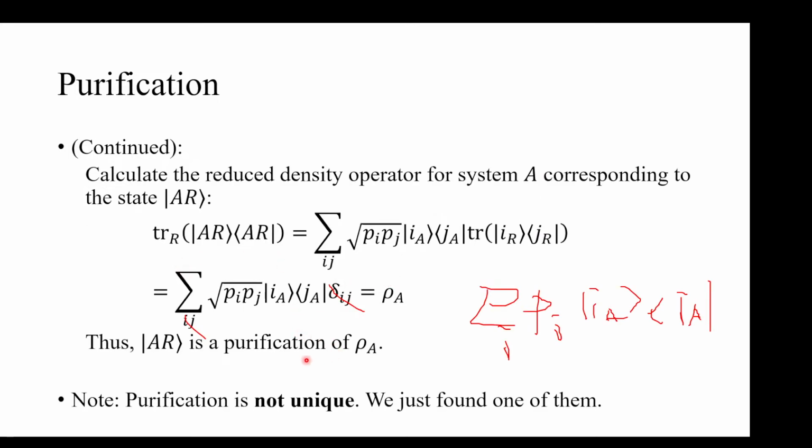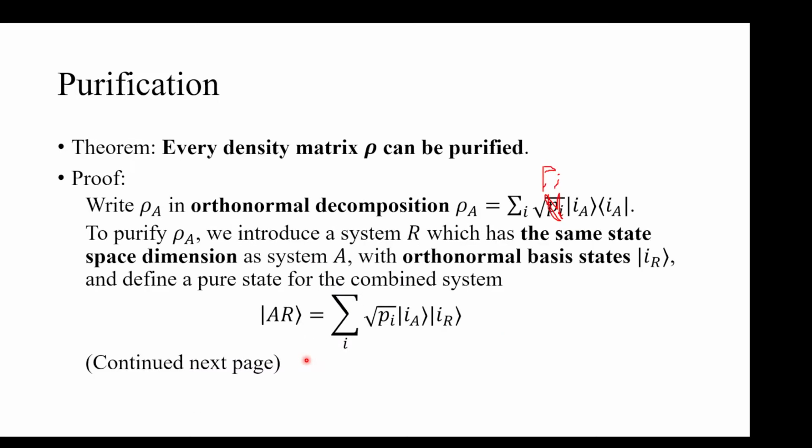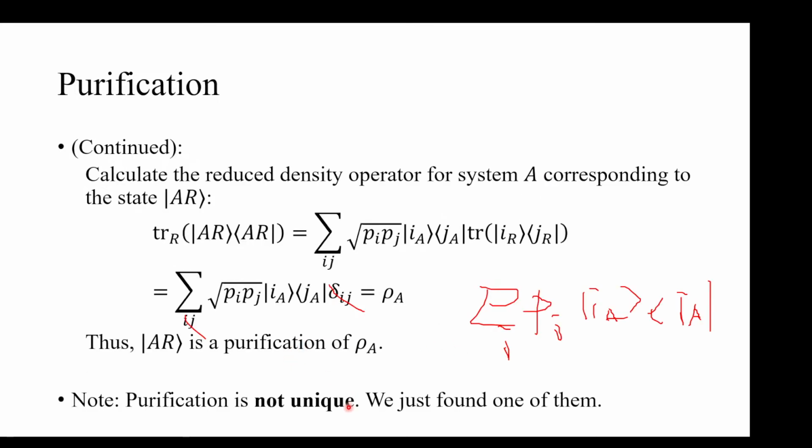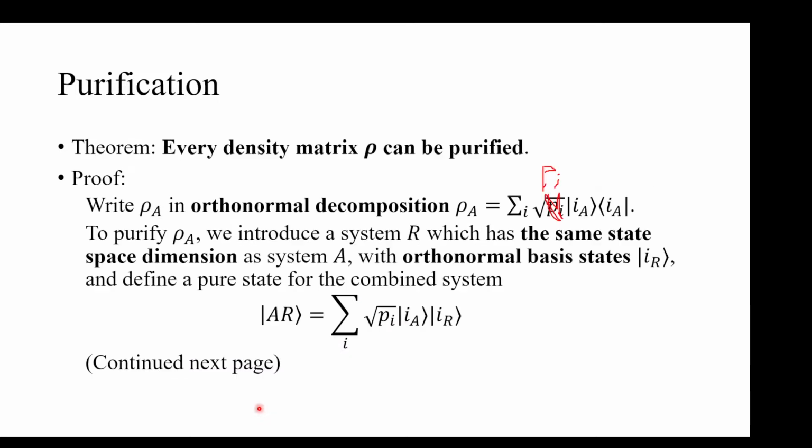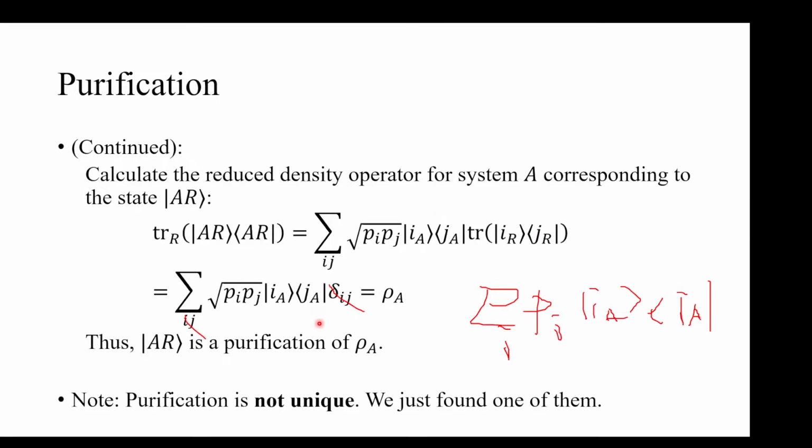And there are even weirder ways to do purification. But anyway, there are many different states that give you the same reduced density matrix. So purification is not unique. But usually the most important thing is that there is a purification, so you can think of things as just a pure state. Okay. And any question about this proof?